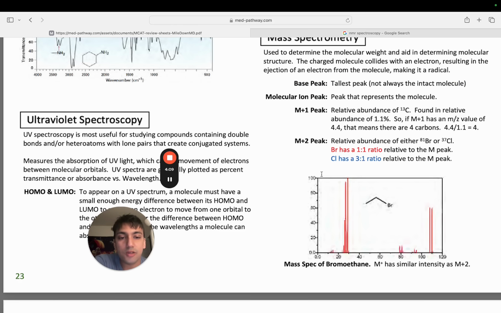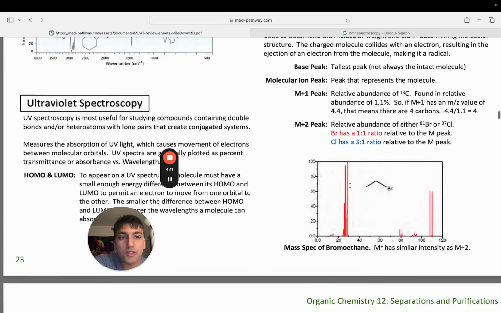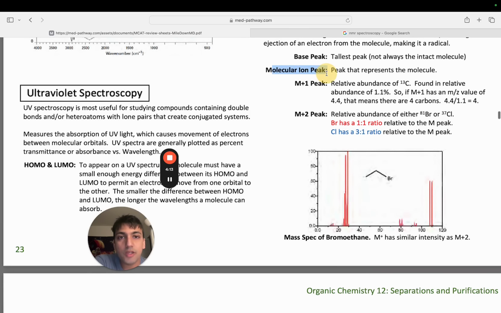It's not always the most intact molecule, but it's just the tallest one. The molecular ion peak is the one that represents the molecule itself. And then the M+1 peak is the relative abundance of carbon-13. It's found in an abundance of 1.1%.